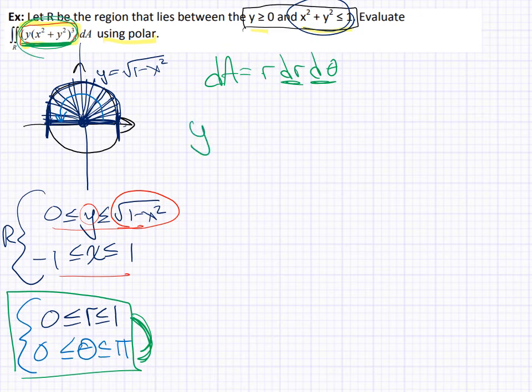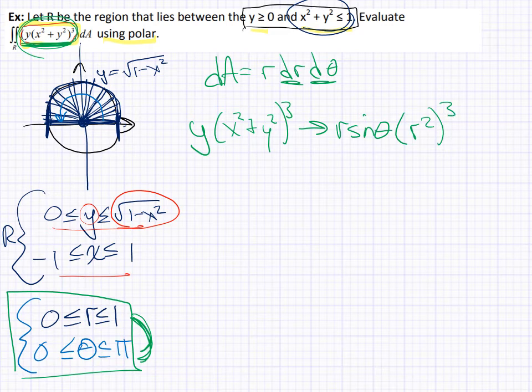So let's convert the function y times (x squared plus y squared) cubed over to polar. Well, y is going to be r sine theta, and x squared plus y squared is r squared, and that's cubed. So ultimately, what do I get? I get r squared, then cubed, they multiply, so this r to the 6th with this extra r, let's say r to the 7th sine theta. So looking at that function, it looks like polar should be a really good bet here.